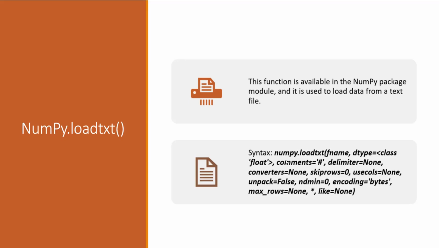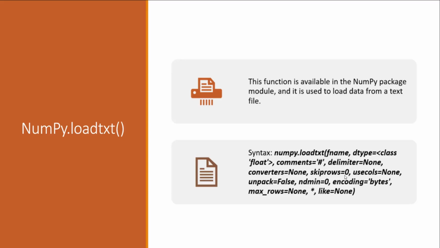The next one is comments. It is specified with the hash character, and it is used to define the start of a comment, and if the value is none, then it implies no comment. The next parameter is delimiter. It is used to separate the values, and by default it takes white space. The next parameter is converters. This parameter indicates a dictionary mapping column to value, and by default it takes a none value.